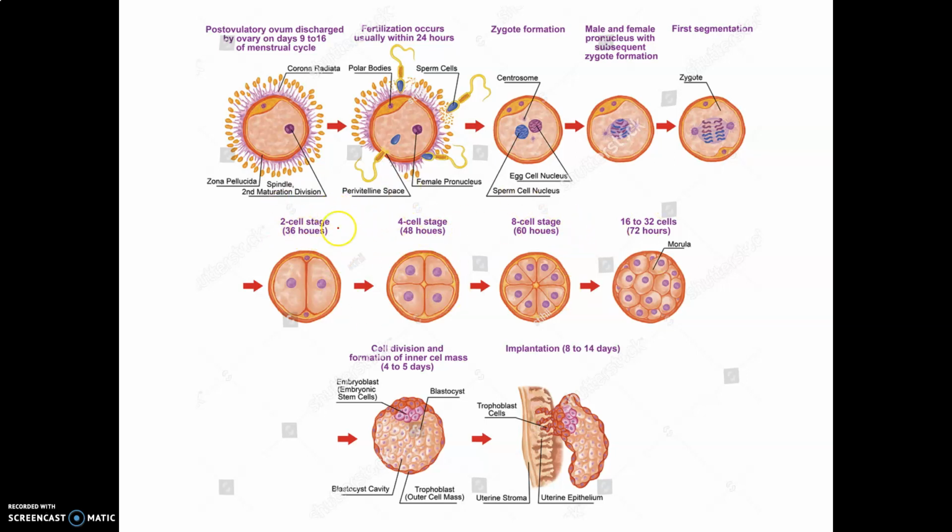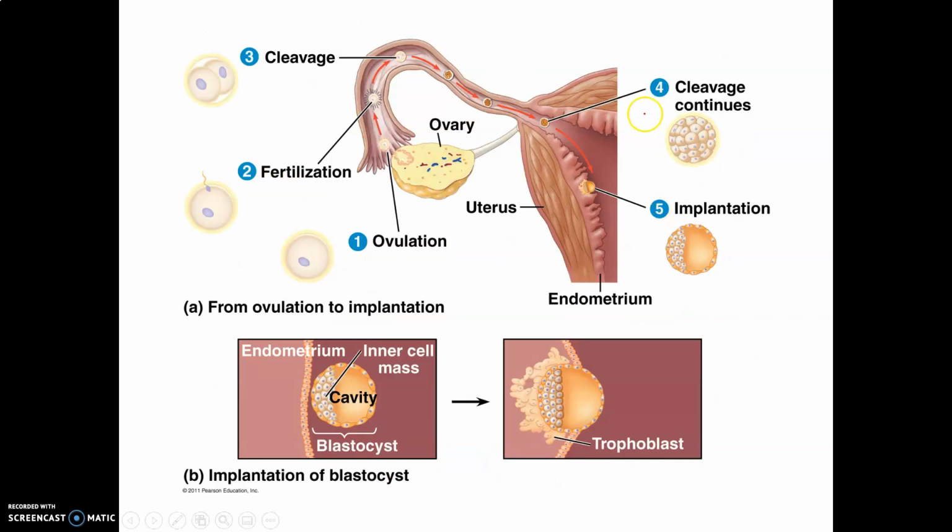Daripada satu sel become 2 sel, 4 sel, 8 sel ke 16 ke 32 sel, kita panggil dia morula sebab dia macam mulberry. Morula tu daripada perkataan mulberry tu sebab dia bentuk macam buah mulberry, so dia adalah morula. Okay? Lepas dia jadi 32 sel, dia akan give rise lah kepada different nantilah the next lecture.